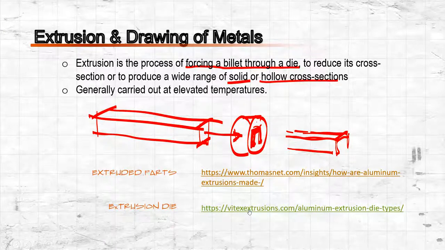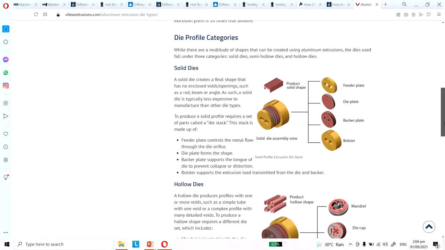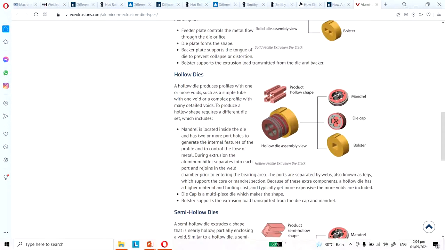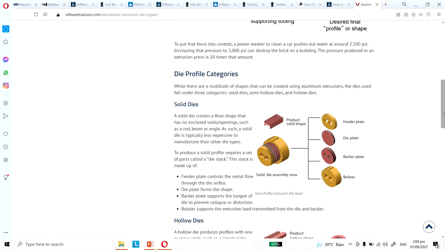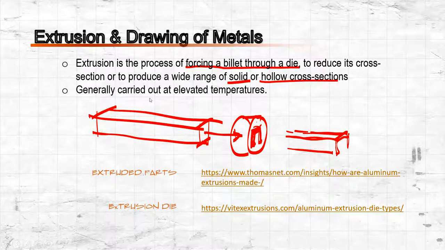Let's check another link regarding extrusion dies. An extrusion die is this one. There are a lot of die profiles. We also have hollow dies right here, to create a hollow section. Right here we have a solid die, and what I was talking about is this billet. Basically it's the starting material, and then it's being forced through this die, and this is going to be the cross section after it passes through the die. Generally this is carried out at elevated temperatures, because at elevated temperatures the metal is softer.